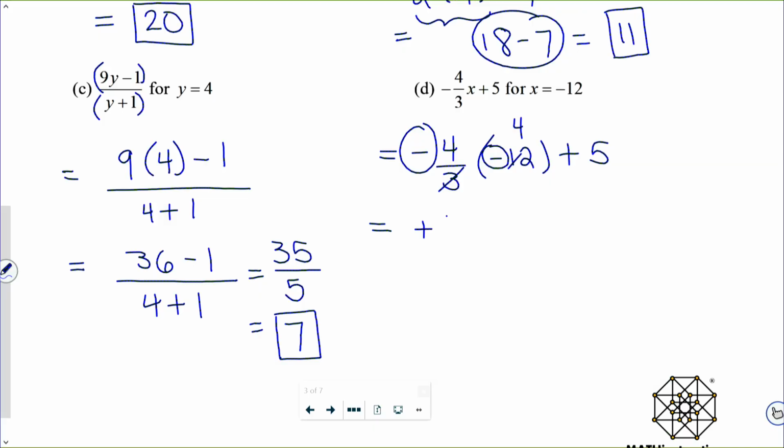Then I have 4 times 4, which is 16. Right? And again, it's a positive 16 because we've got a negative times a negative. 16 plus 5 is then 21.